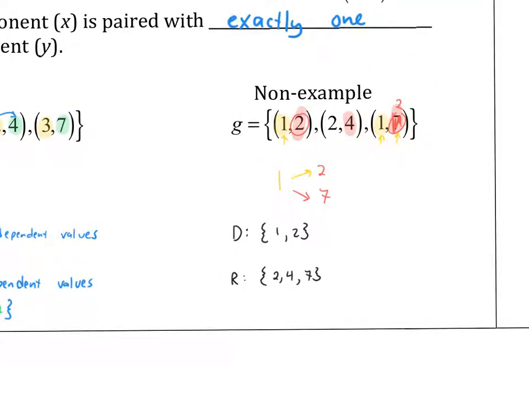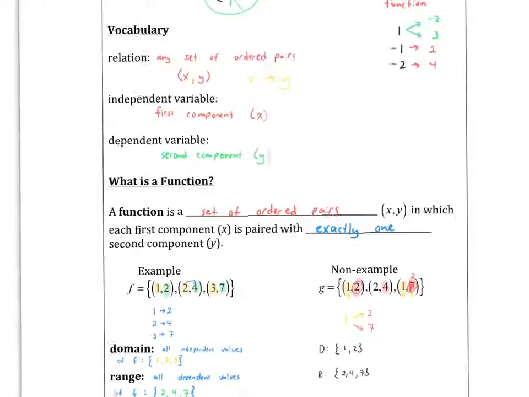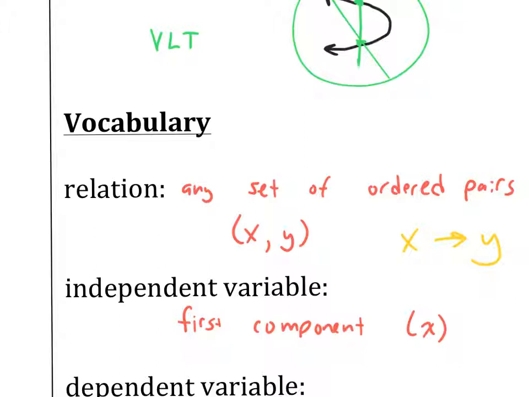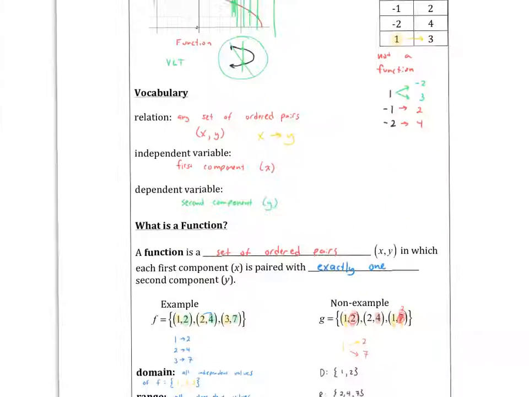We usually don't talk about relations too much. Relations are secondary. We're more interested in functions. Hence, the name of the course historically has been Functions, Stats, and Trig. So we talk about functions for the most part.